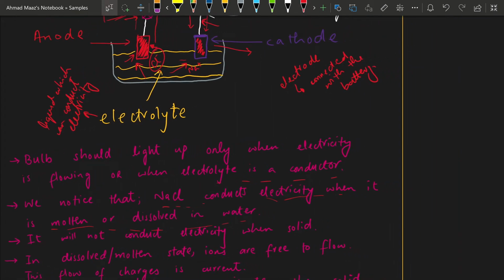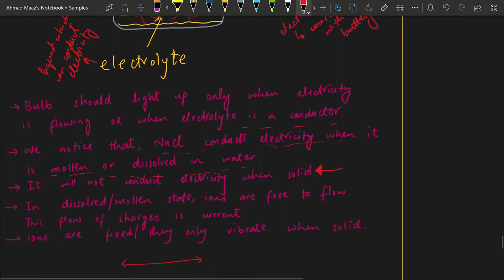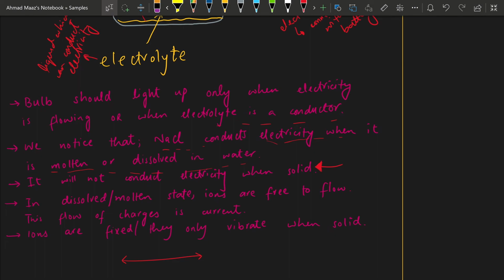because only then these ions will be mobile. It will not conduct electricity when NaCl is solid, because these sodium and chloride ions are not mobile. They'll be fixed. They will not flow, so electricity will not pass. The charges will not flow. And in the dissolved or molten state, ions are free to flow. This flow of charges is current. That is how we define current.